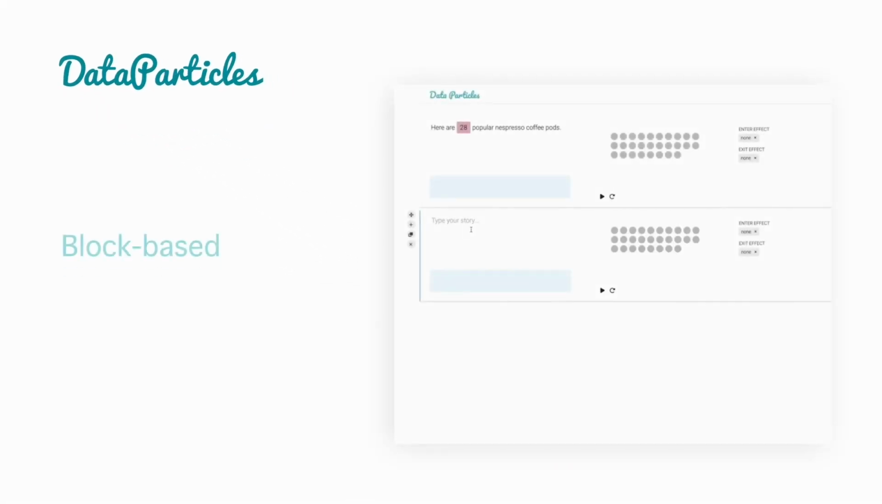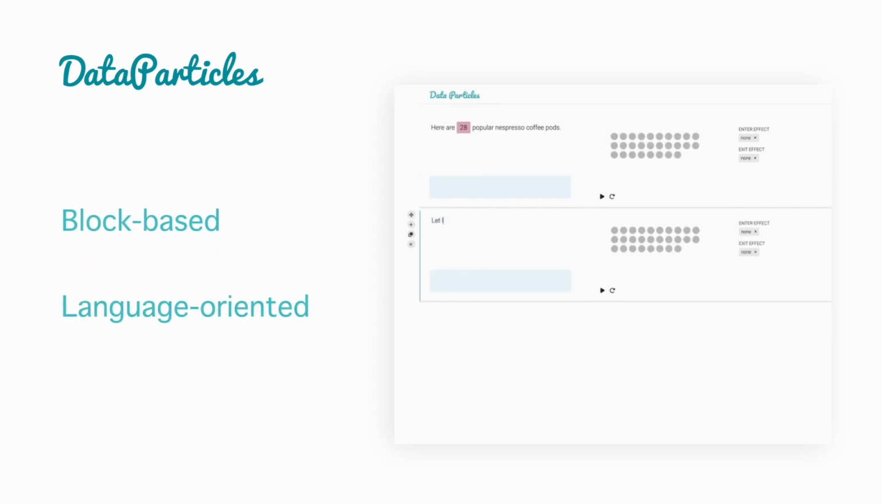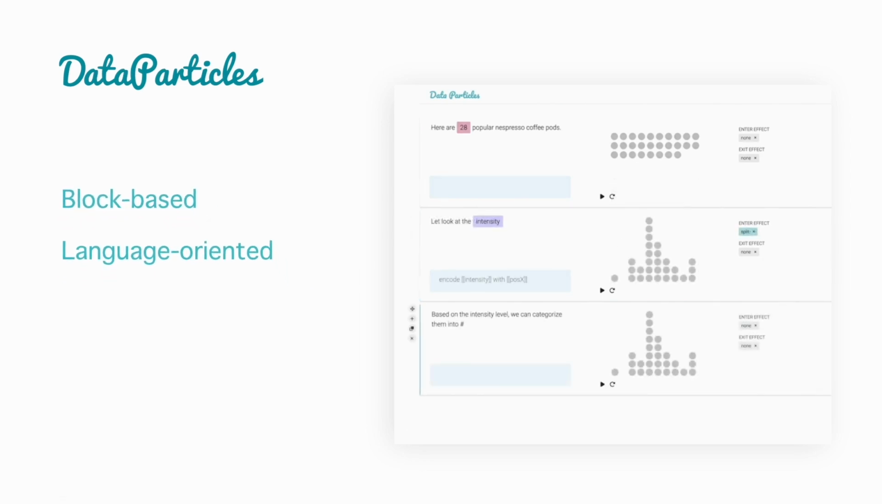To address these challenges, we propose DataParticles, a block-based, language-oriented tool for authoring data stories with animated unit visualizations. DataParticles enables creators to flexibly prototype, explore, and iterate on the textual narrative and corresponding visuals while maintaining the congruence between them. Let's take a look at DataParticles in action.